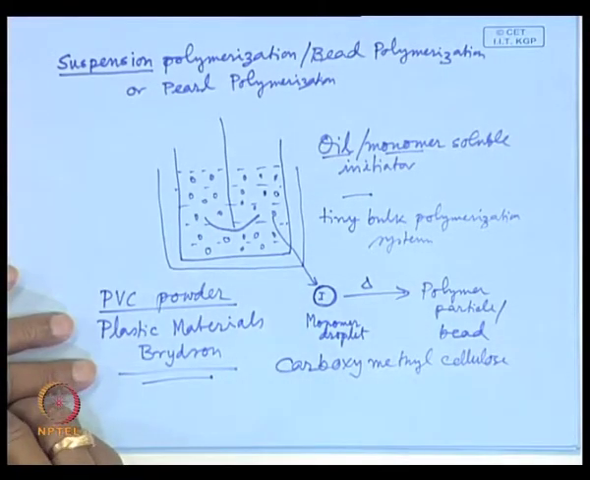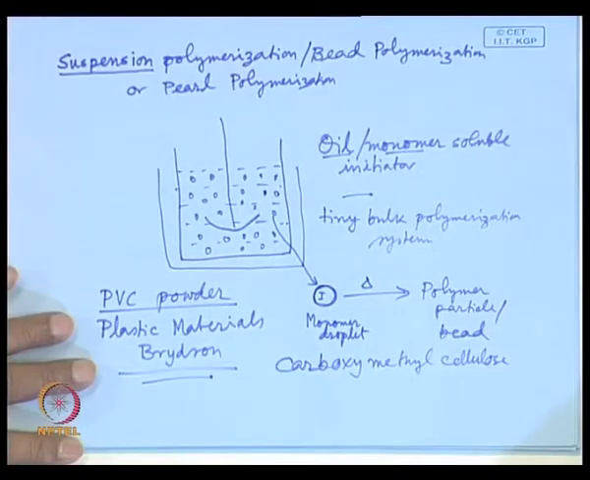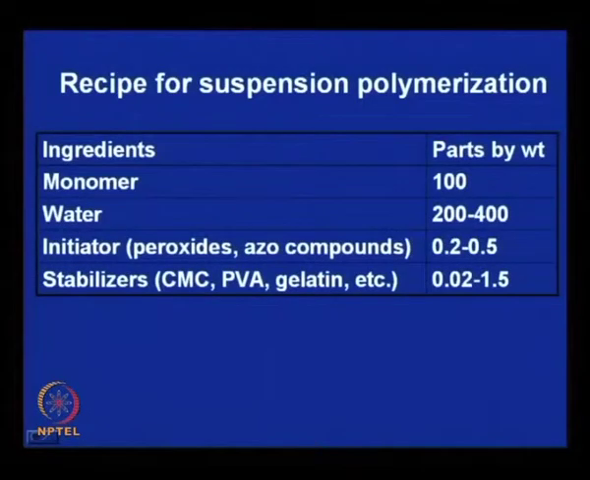Carboxymethyl cellulose. PVA, polyvinyl alcohol. Again here is a science, if you are interested you can think of. Science means you see a suspension of organic phase, organic droplet, suspension of organic droplet in aqueous phase.